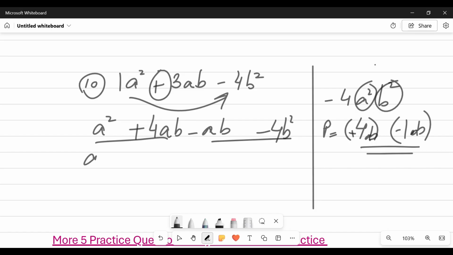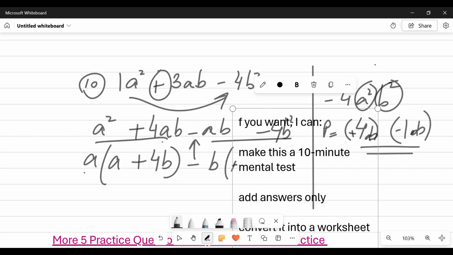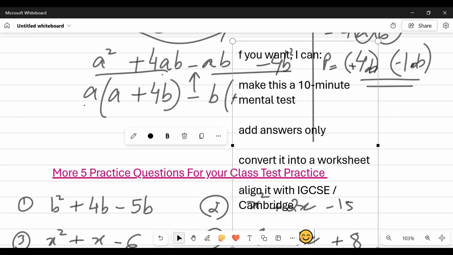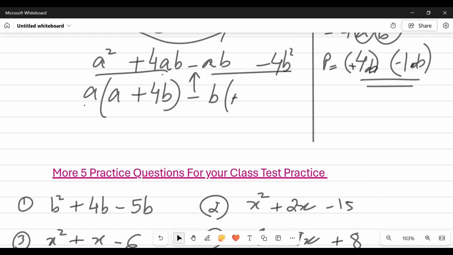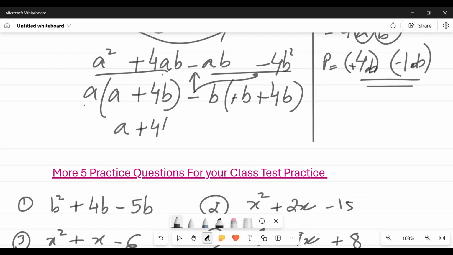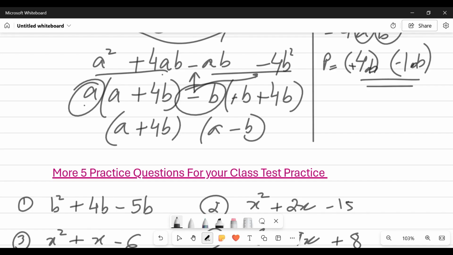What is common? a is common only. So from a square, a left plus 4b. Why not a? Because a and a cancelled. Close bracket. Minus b is common. Okay, so minus minus plus. Here will be plus. Okay, oh, sorry. Plus sign b, minus minus plus, and from b squared b cancel, we are left with b and 4. Now the two brackets are same, write down one time, and then this a and minus b write down in the other bracket. Okay, and this is the answer.